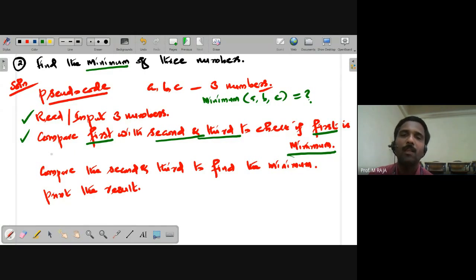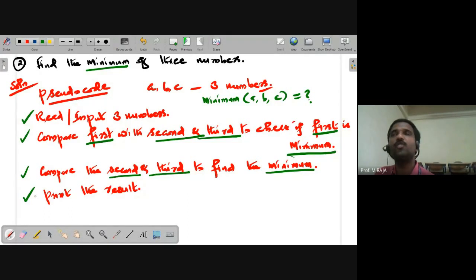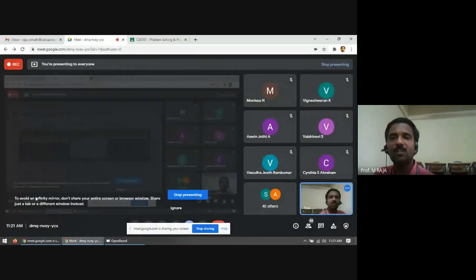If not, when A is compared with B and A is compared with C, then to check if B is minimum or C is minimum, it is enough to compare the second and the third numbers to determine the corresponding minimum. Finally, we need to print the result. This is the normal pseudocode. Normal English-like statements are written to solve the problem.